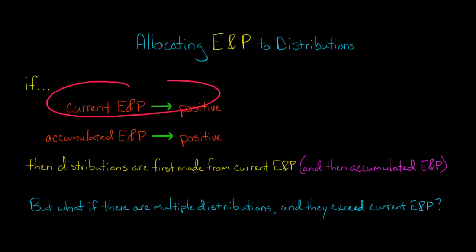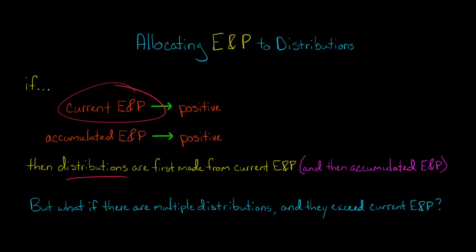If current E&P is positive and accumulated E&P is positive, then any distributions that are made during the period are first going to come out of current E&P, and then if there's anything left over, we're going to look to accumulated E&P. Okay, so let's say that we had a scenario where current E&P happened to be $80,000, and then accumulated E&P, let's say, is $150,000.